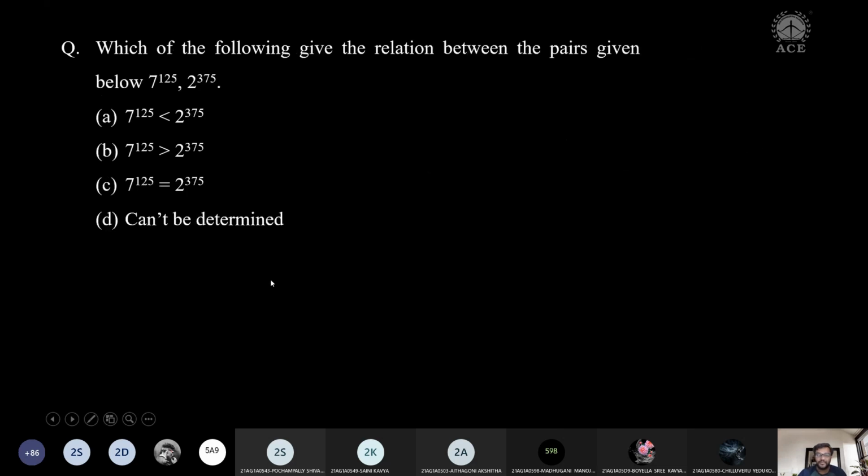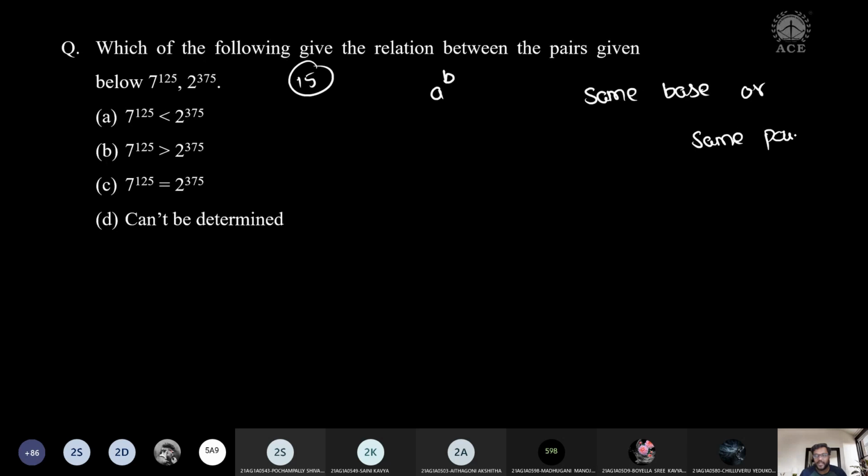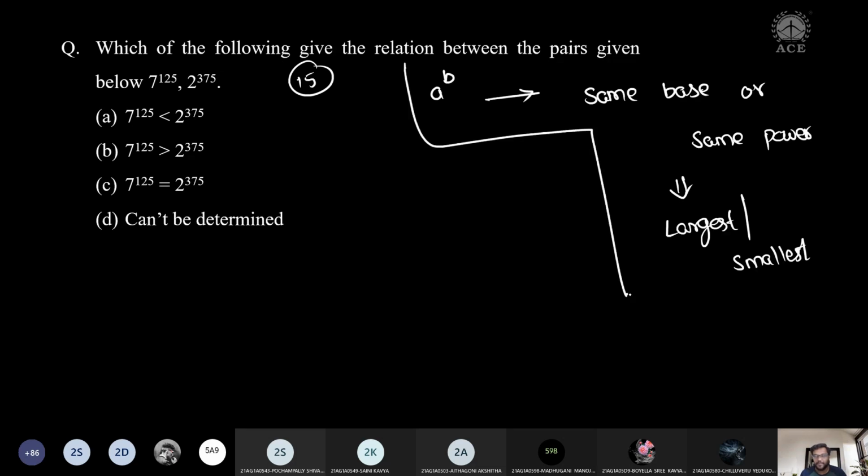Now, related to powers, my dear friends. If it is in A power B format and you want to decide the smallest or largest, you should have the same base or the same power. If you have the same base or the same power, then you can decide the largest or smallest.